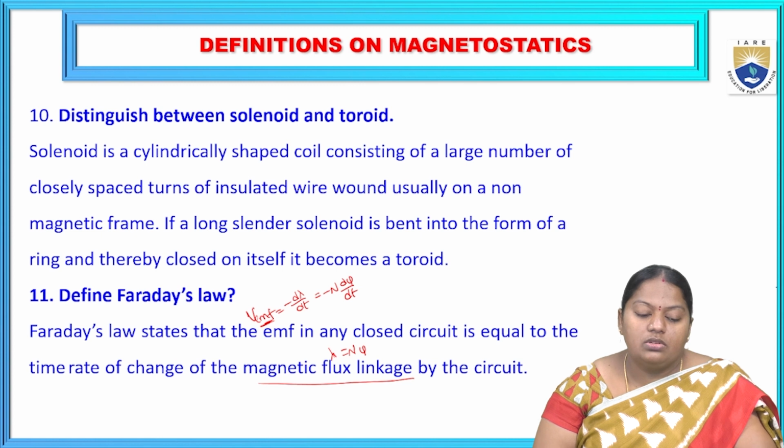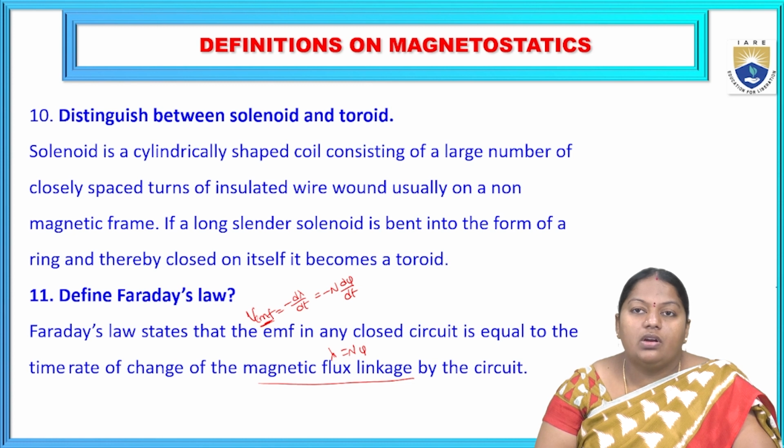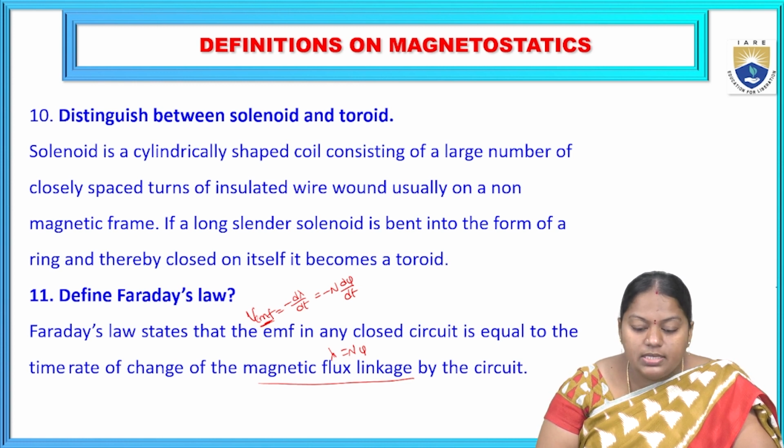So distinguish between solenoid and toroid means how will you identify whether the given one is solenoid type or toroid type. A solenoid is a cylindrically shaped coil consisting of a large number of closely spaced turns of insulated wire wound usually on a non-magnetic frame, and if a long cylindrical solenoid is bent into the form of a ring and thereby closed on itself, it becomes a toroid.